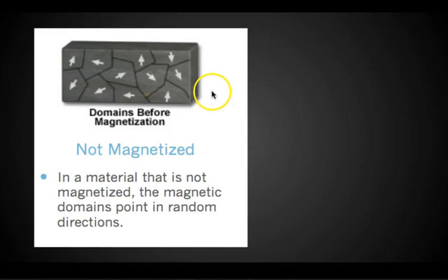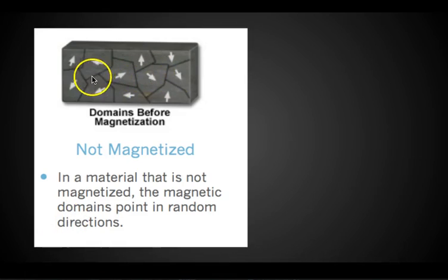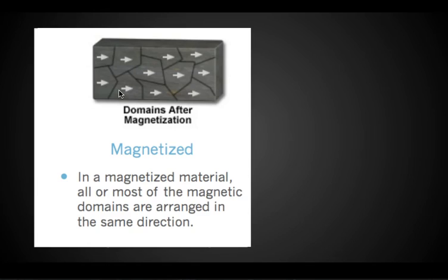Within these domains, in most metals, the magnetic field pockets are all scrambled up, which cancels the magnetic ability of most metals. So this domain and this domain cancel out, let's say, and so the metal is not magnetized. But if you have domains that are all pointing the same direction, or the atoms are arranged in a similar pattern, then the metal becomes magnetized.